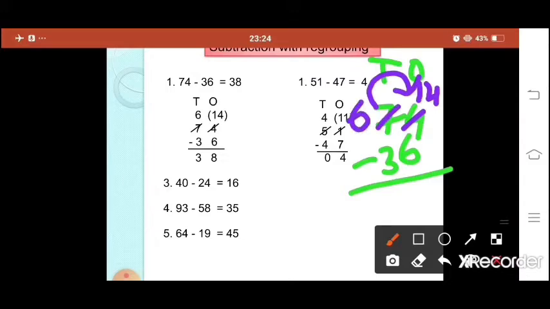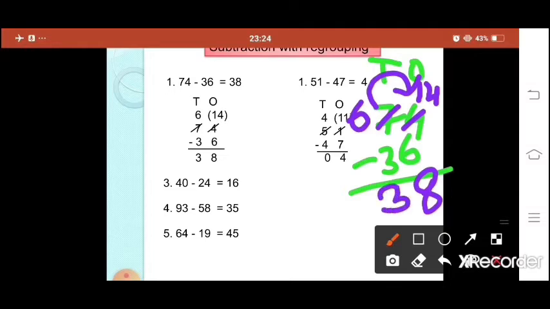So 14 minus 6: 14 in the mind, 6 on the finger, before 14, 13, 12, 11, 10, 9, 8. Now 6 minus 3: 6 in the mind, 3 on the finger, before 6, 5, 4, 3.